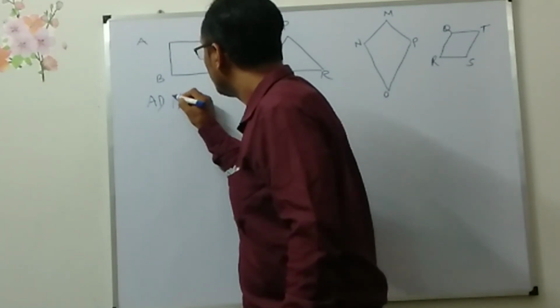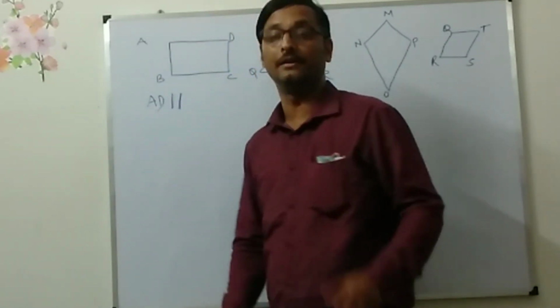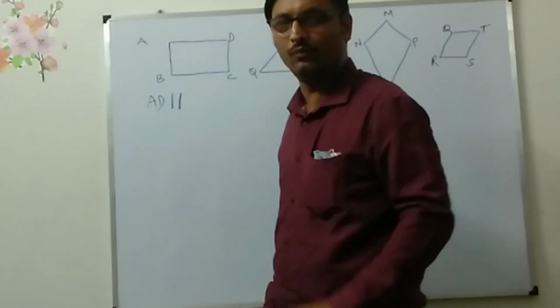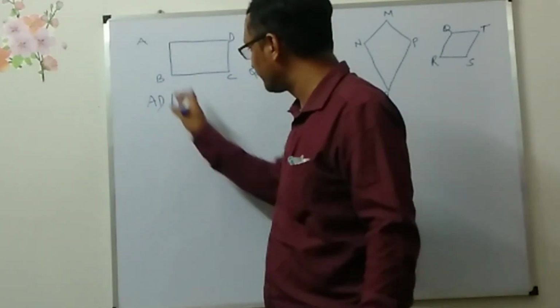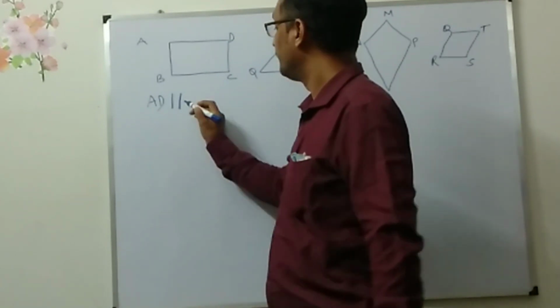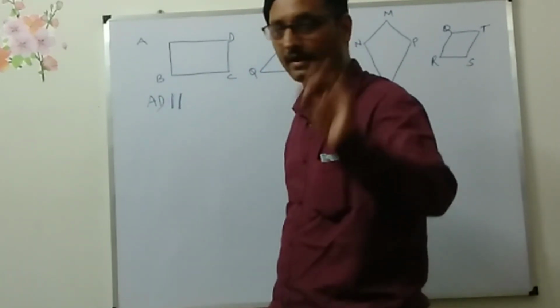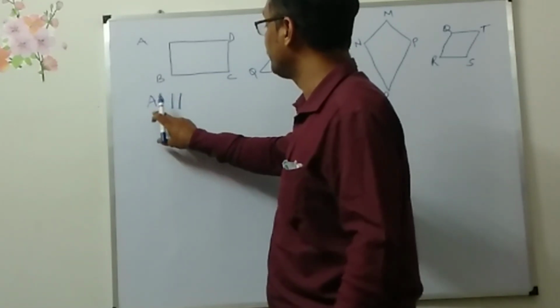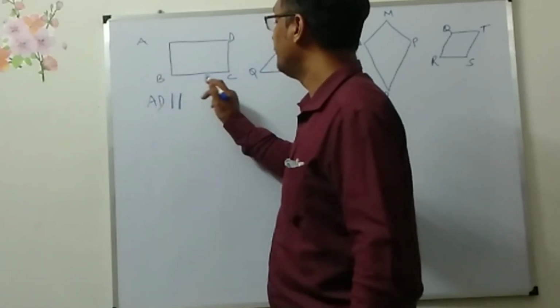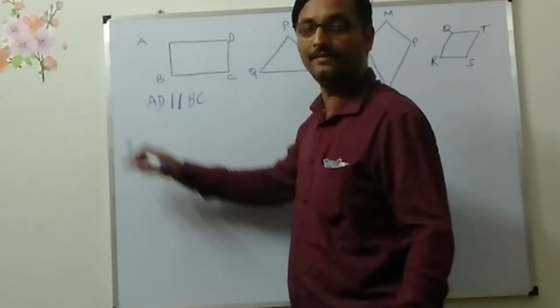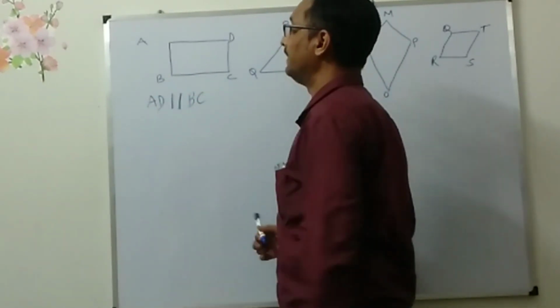And what is the sign of parallel line? This is the sign of parallel line. You need to write not 1, 1, you need to write this. Two lines you have to make, and this acts like a parallel line. This is the symbol of parallel line. So, what is the parallel line of AD? BC. So BC's parallel line is AD, and AD's parallel line is BC.